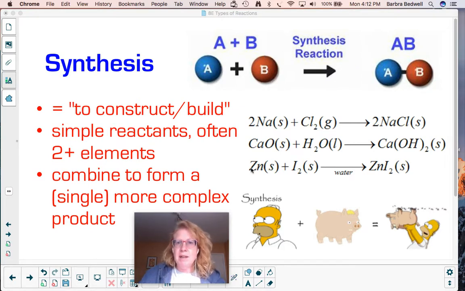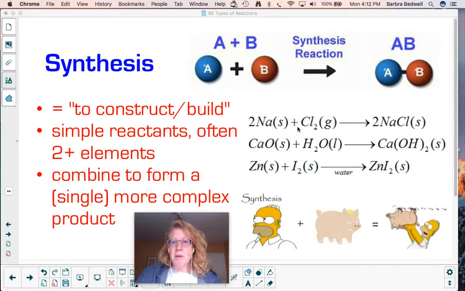So you can kind of see I've got some examples down here. I have a Homer Simpson example. Spider pig, of course. Spider pig does whatever a spider pig does. With these, typically what you're going to find in synthesis reactions, you're starting with something simple and you're making something more complicated. That's what a synthesis reaction is.